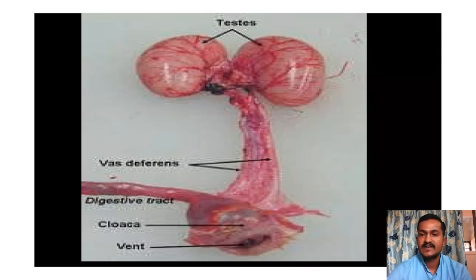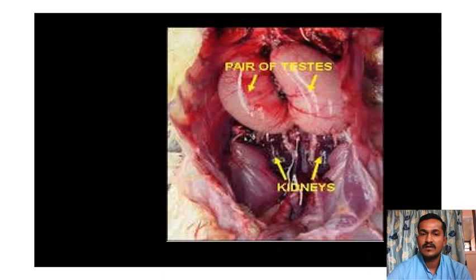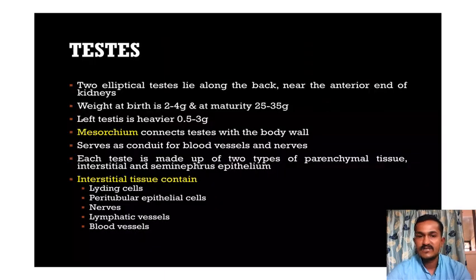So let's see in detail from this one by one. There is a pair of testes: this is the right testis, and this is the left testis. At this junction there is the epididymis, vas deferens, and phallus, and that is the kidney. Just above the kidney there is the testis.